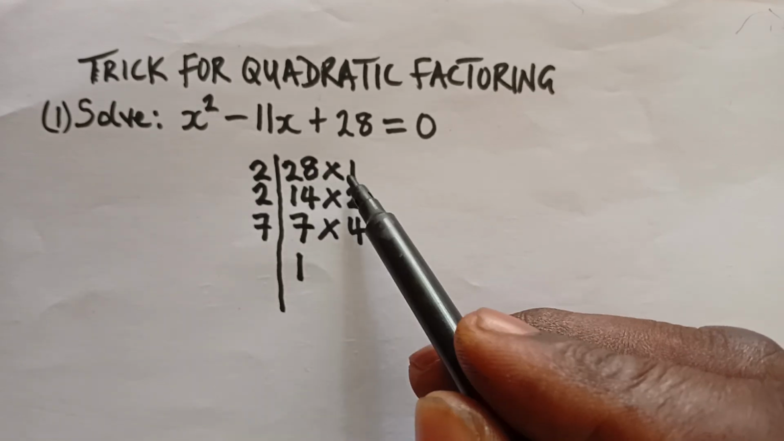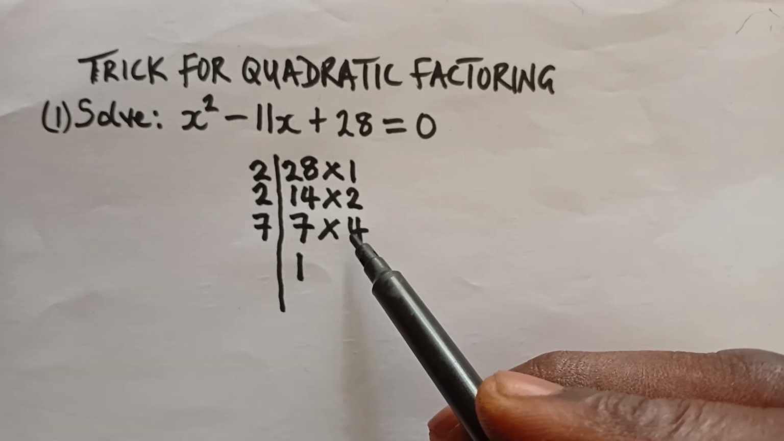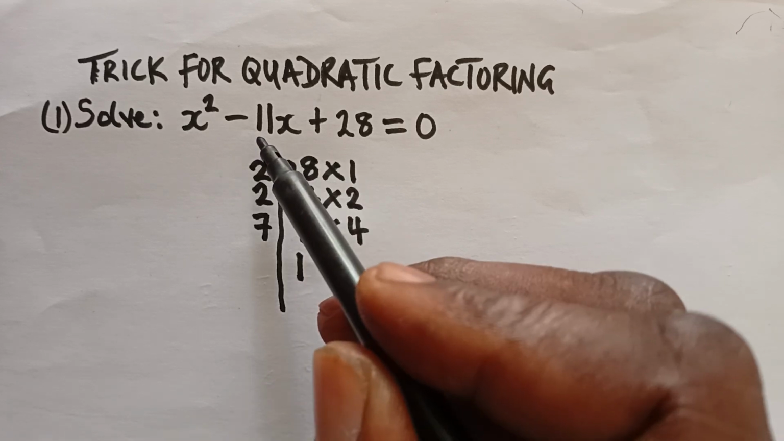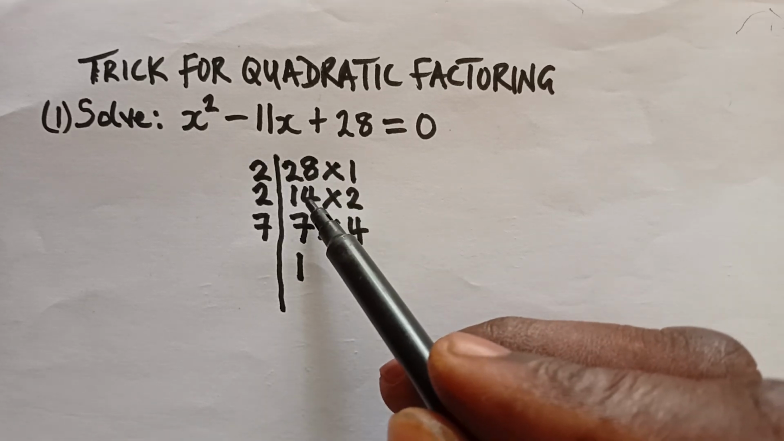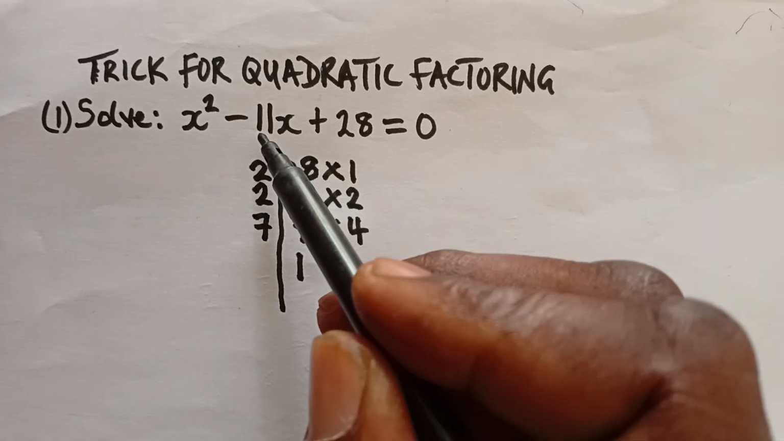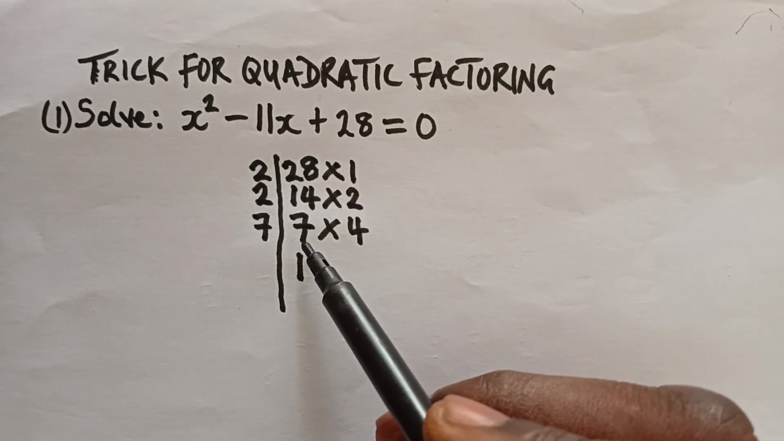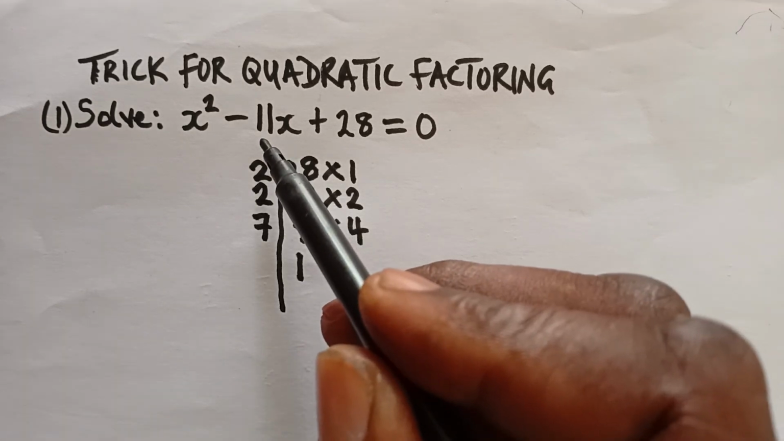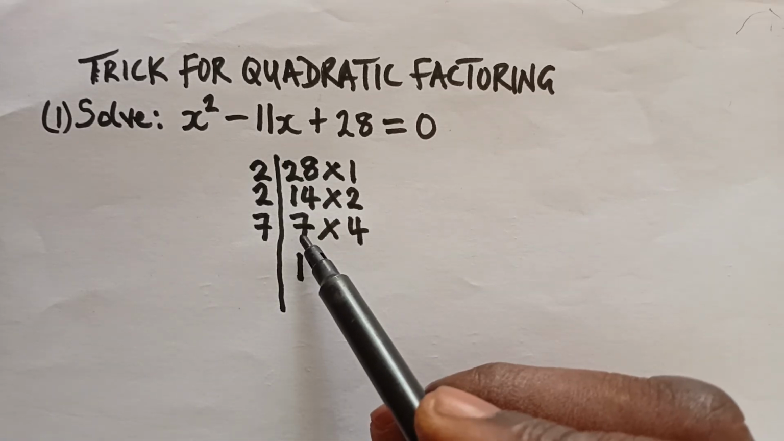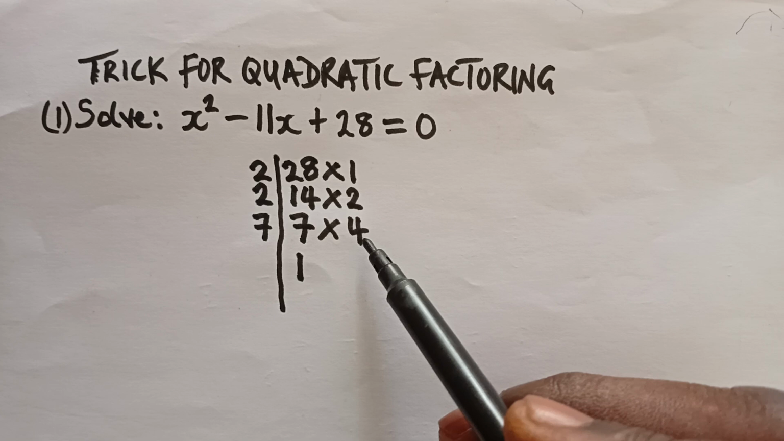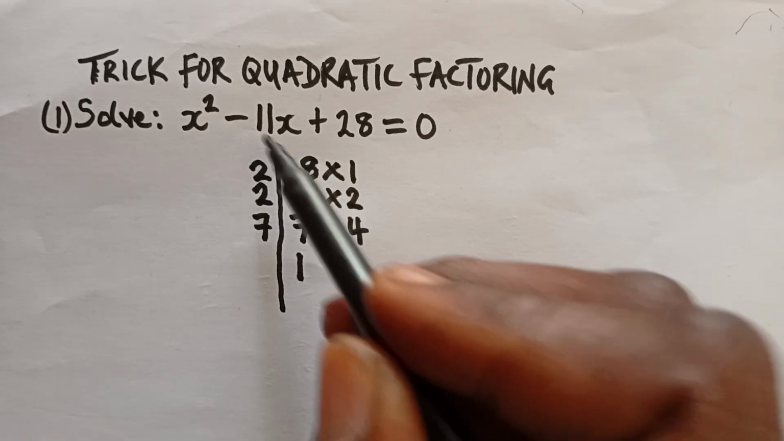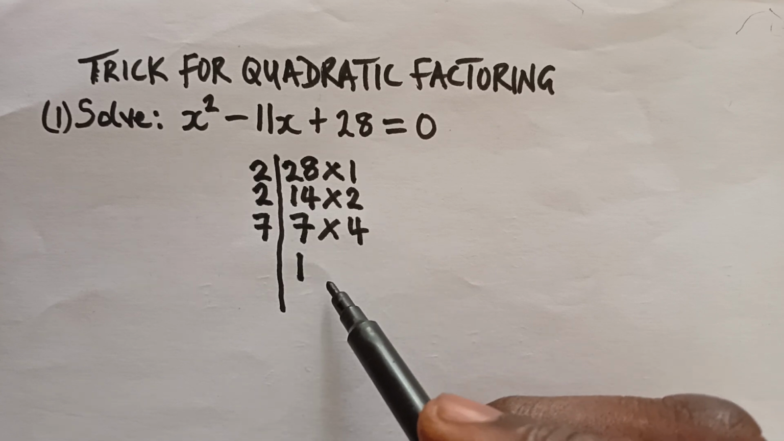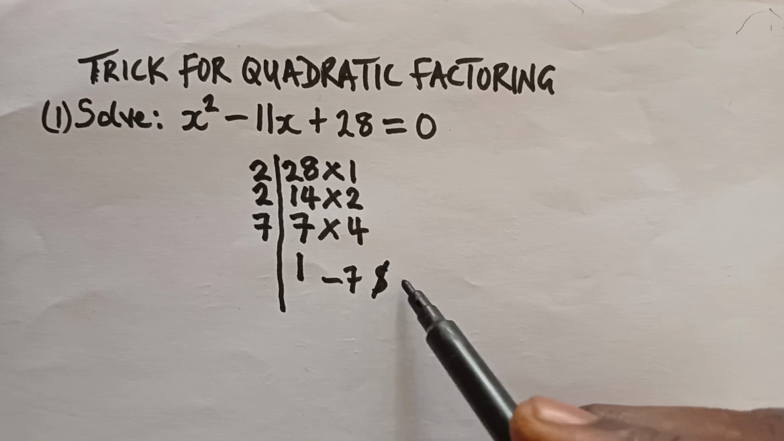So now, if you check all these factors, these are the factors of 28 that we need to select from. If you check 28 and 1, adding 28 and 1 cannot give you 11. If you check 14 and 2, adding 14 and 2 cannot give you 11. But it is possible to handle 7 and 4 and give them appropriate signs, and you have 11 as their sum. So for us to add 7 and 4 to get negative 11, it means we have to assign a negative sign to the 7 and 4. So the factors required are minus 7 and minus 4.